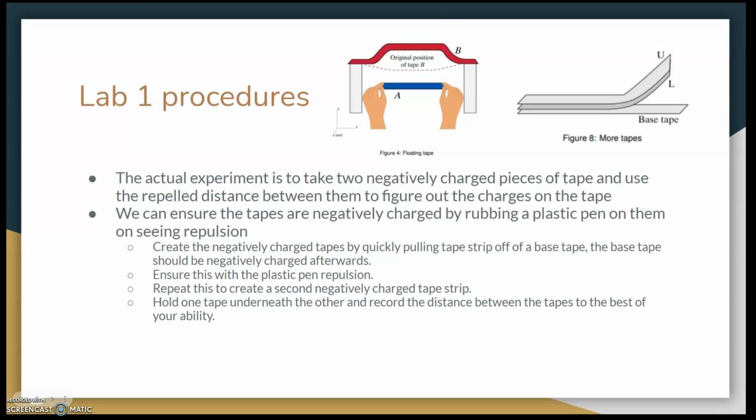So here are the procedures from Lab 1, where we create two negatively charged pieces of tape by sticking two pieces of tape together and quickly ripping them apart. We should have as little contact with our skin as possible, and in order to confirm that they are in fact negatively charged, you take a plastic pen, rub it on the piece of tape, and if it repels, then it is negatively charged. We hold up one tape underneath the other, and then measure the vertical distance the other tape is repelled.